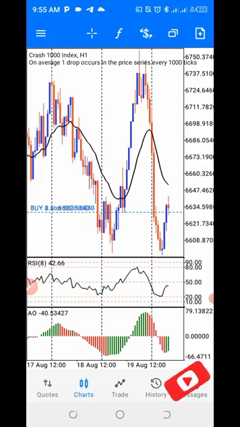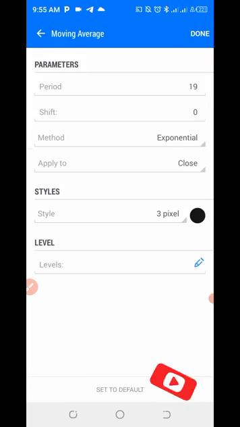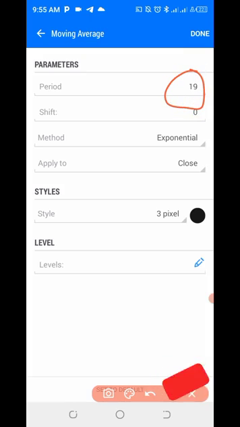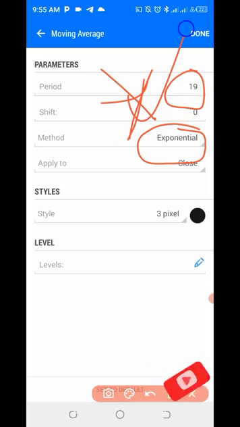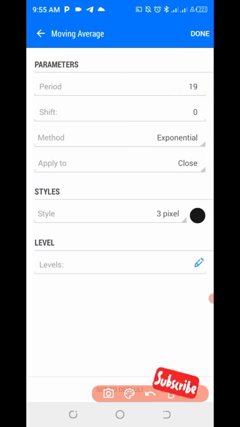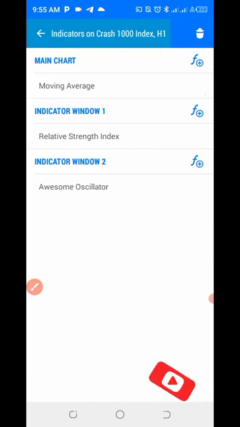We'll click on this F here. So the moving average now, the period is 19, shift is 0, method is exponential, apply to close. Please, the period is 19 and the method is exponential, apply to close. These two things are very important. Once you are done, you click on done. Then you click on this F plus again.